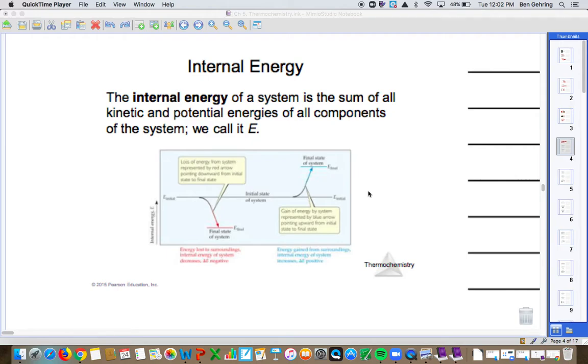In regards to energy, we still have one called the internal energy. So this is the energy inside of a system. Internal energy is the sum, the total of all the kinetic and potential energies of all the components of a system. So this includes your chemical potential, your electrical potential, all of that. And this is all internal energy, energy inside a system. We call it E.